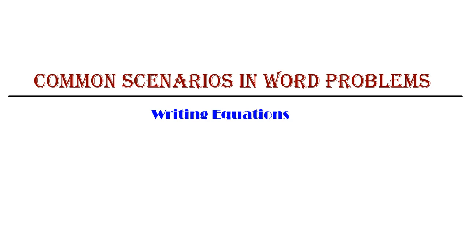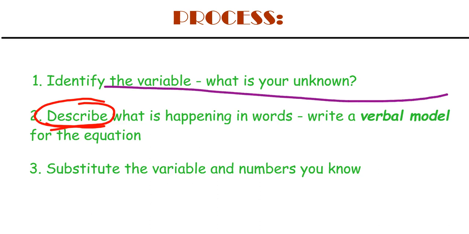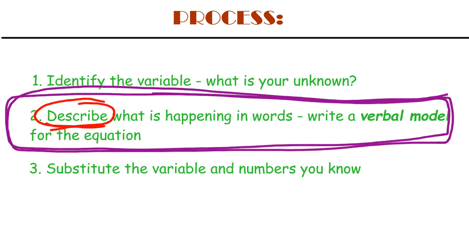So as a quick review of the 3 steps that we use to translate a word problem into a model or an equation that describes the scenario: first, identify the unknown so we know what our variable represents. Second, describe what's happening in the equation, not just try to solve it with calculations, but describe it. And the third is to substitute the variables and the numbers you know. This video really focuses on ways that we can start to recognize patterns in this step of writing equations. So let's go ahead and take a look at a few of those common scenarios.